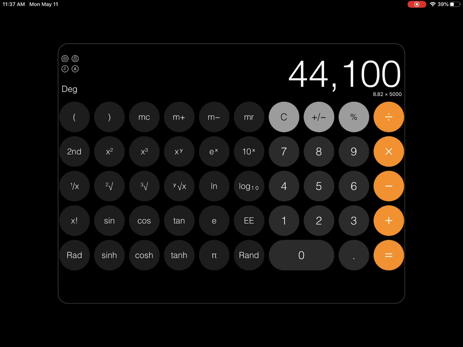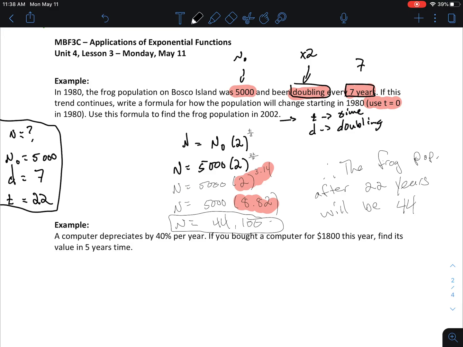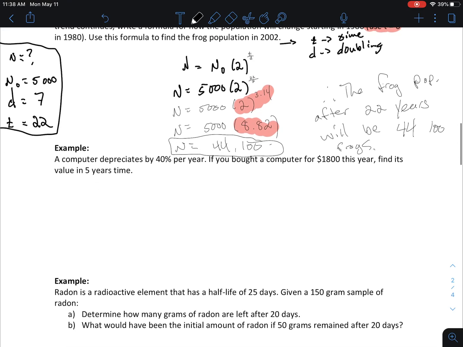Now, your final step is take 8.82 multiplied by 5,000. That's 44,100. Now your last step. Therefore, the frog population after 22 years will be 44,100 frogs.